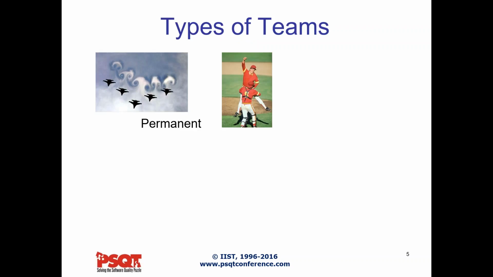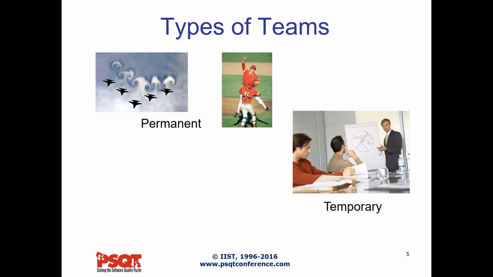So let's look at the types of teams that are out there. First of all, we've got a permanent team. Your test team probably is a permanent team, and the players can change in that team, but the team stays constant. Then we've got a temporary team, and these are pulled together usually to solve a problem or to take on a special project. So they start and they stop at a certain point in time.